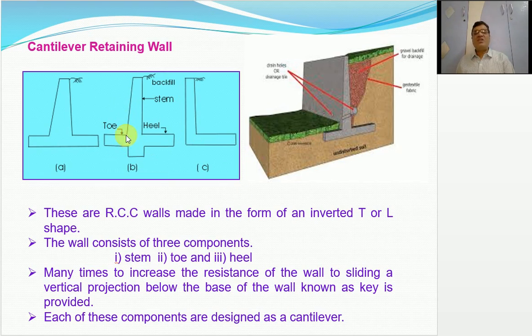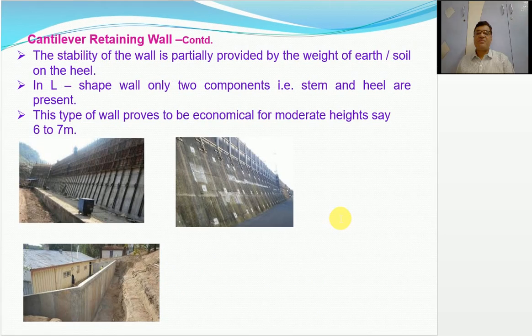All these components are designed as cantilever slabs, and hence the name cantilever retaining wall. So here is the photograph you will observe. This is the toe slab which is on the front side, this is the heel slab exactly below the backfill, and this is the stem wall. Some of the photographs of the RCC cantilever retaining wall.